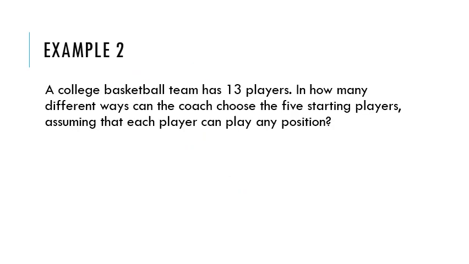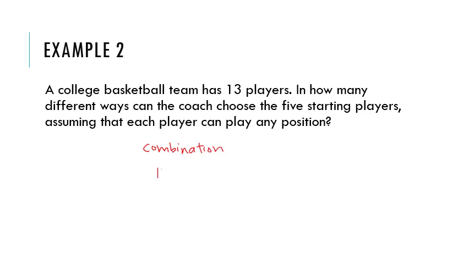Okay, so let's try some now where we actually have to calculate. So a college basketball team has 13 players. In how many different ways can the coach choose the 5 starting players, assuming that each player can play any position? So 5 players, and in this one, that means the order doesn't matter. You have the same 5 players are the same team, right? If you switch their order, it doesn't matter because it says each player can play any position. So order doesn't matter. That means this one is a combination.